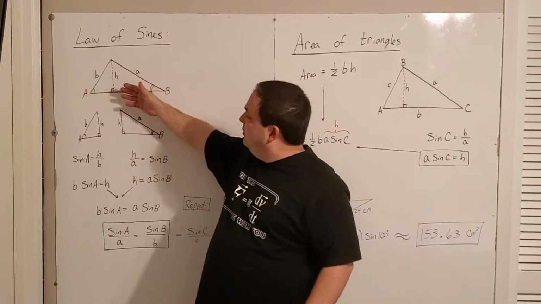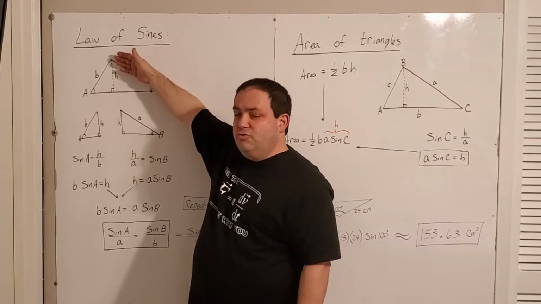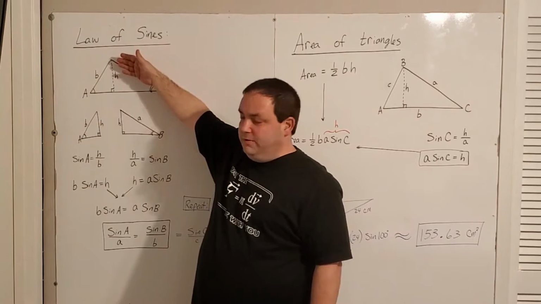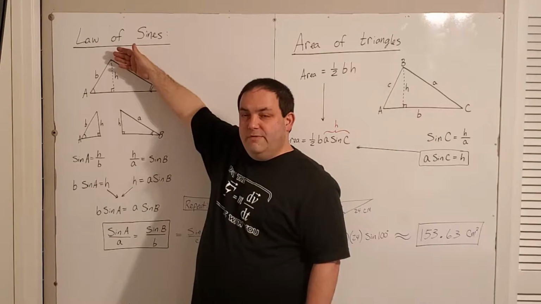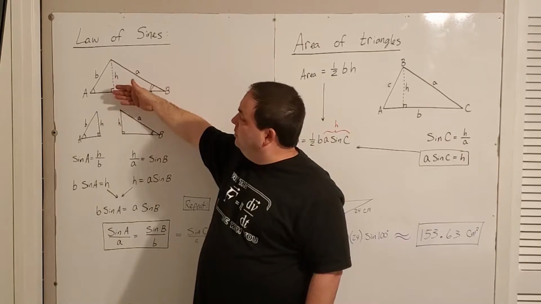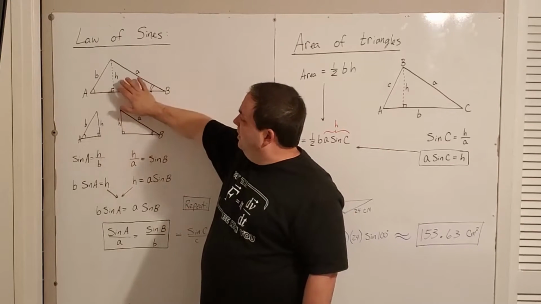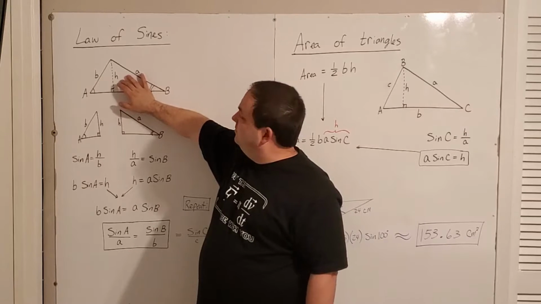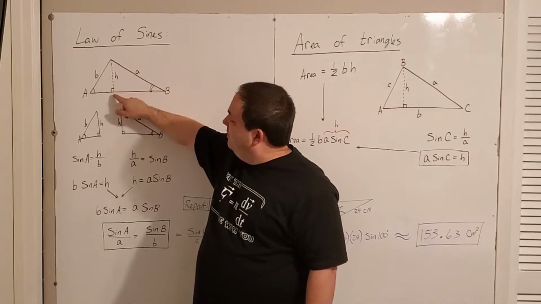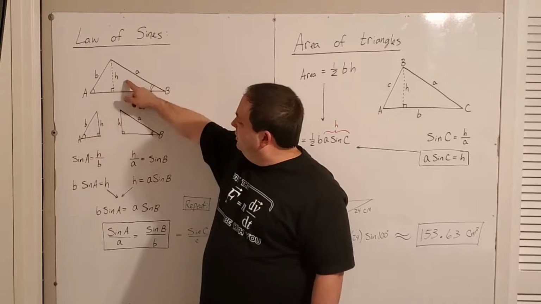In this case right here, you can see I can draw what we call an altitude of a triangle. It's a line that goes from a vertex and forms a right angle with the opposite side. Here we'll call it the height. Once you form that side, you can split your triangle into two pieces.